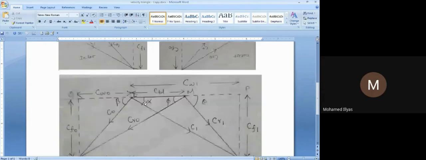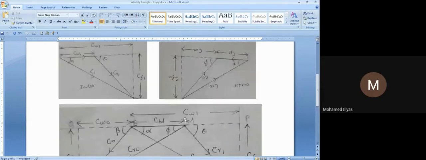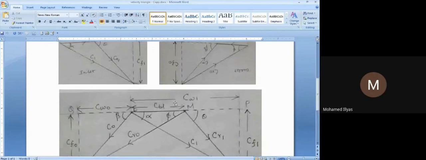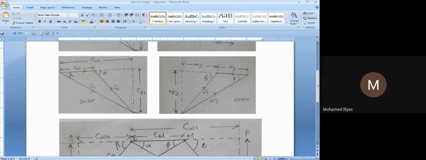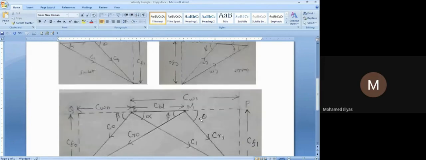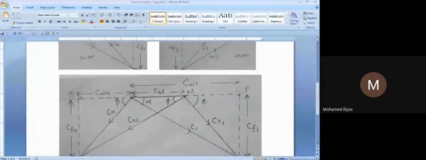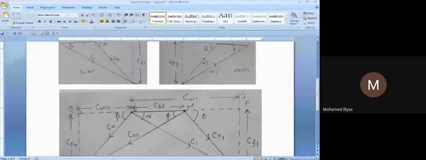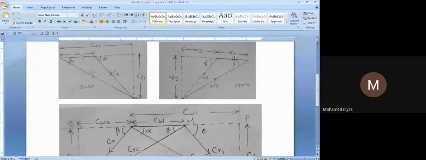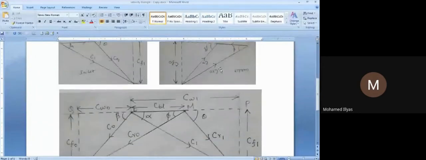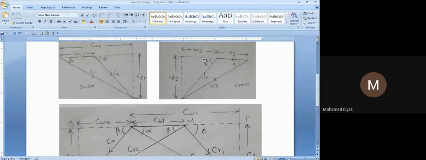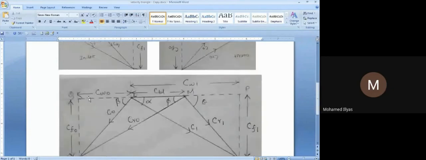So you see it here. First, forget about this one. I'm having CBL, C1, CR1, and CW1, CF1. Next, coming to the outlet velocity triangle, I brought this here and merged it, so CBL will be in line with this. Here I'm having CRO, then CO, and then CWO and CFO. In this way, we have combined it.